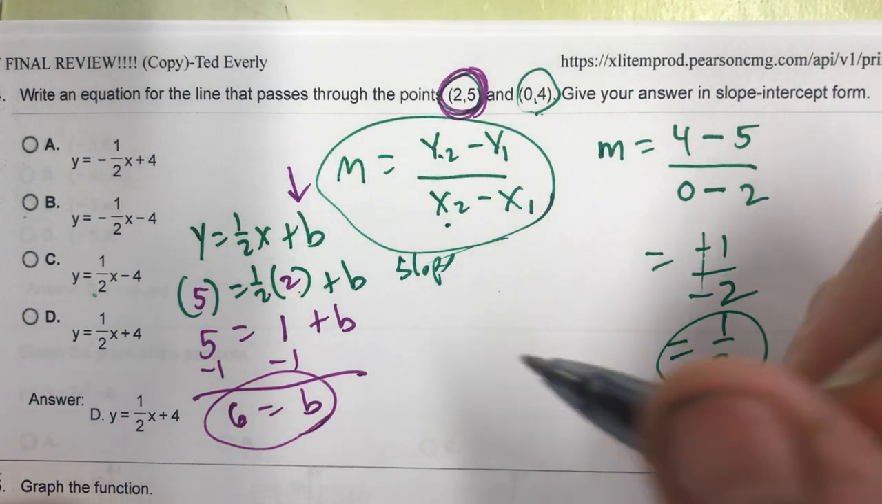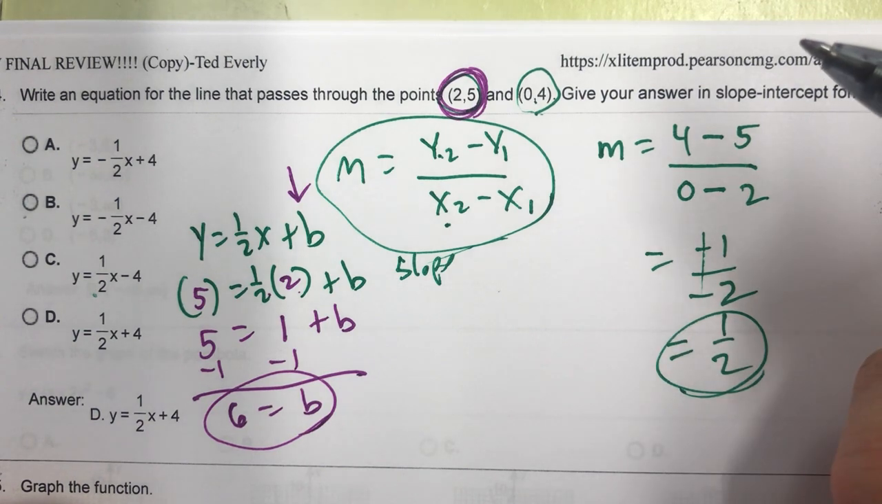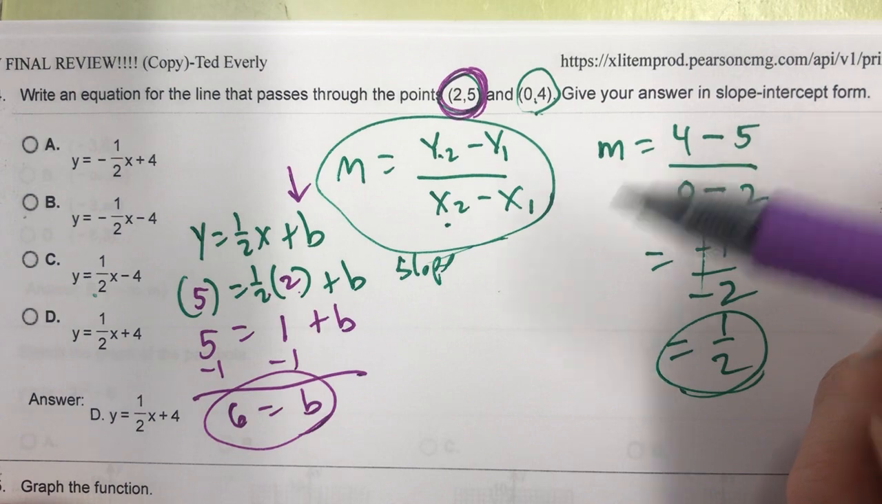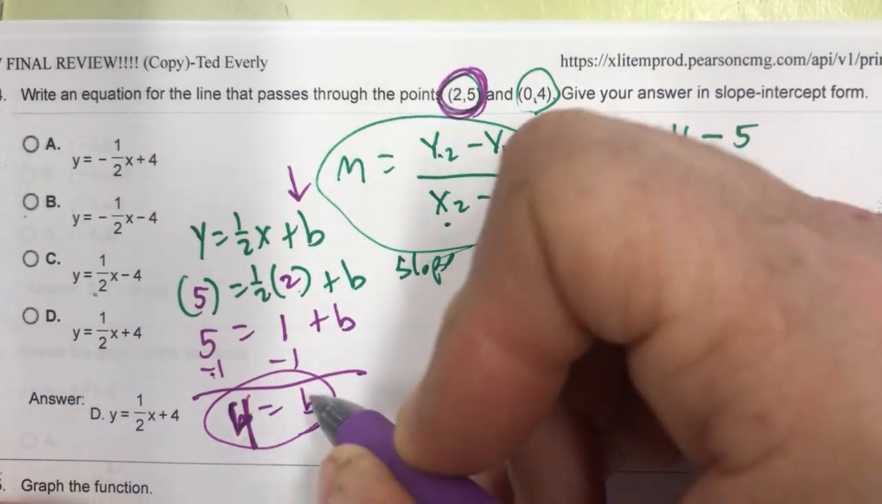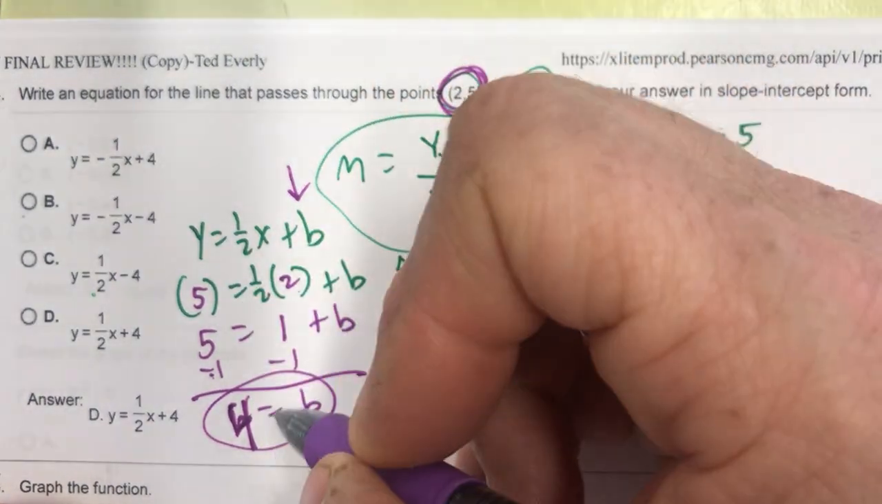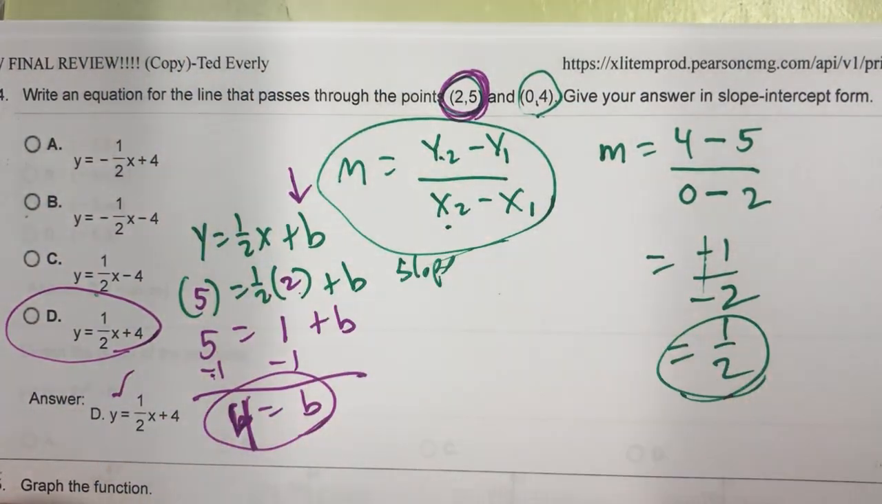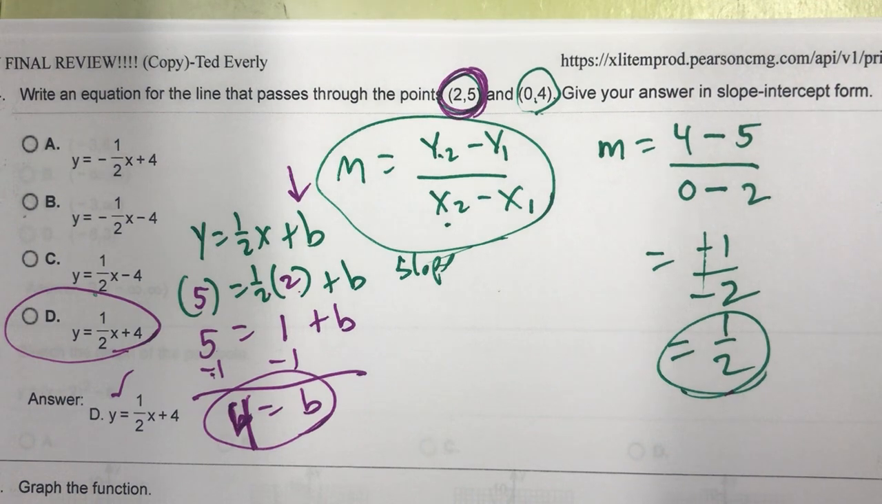Okay, I've made a mistake because I don't see that on here. Oh, 5 minus 1 is 4. I added 1. All right, there you go. So b is 4. So I should have 1/2 x plus 4. Right there, D. Yep, right here. Okay, had a little brain fart right there, I guess.